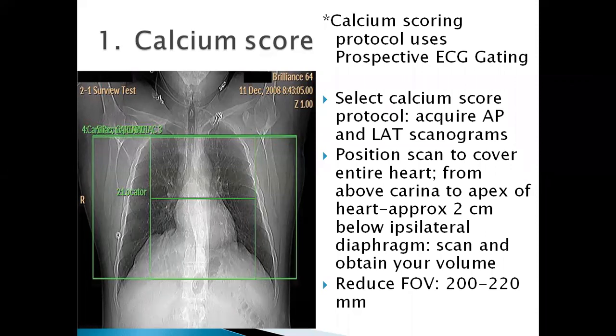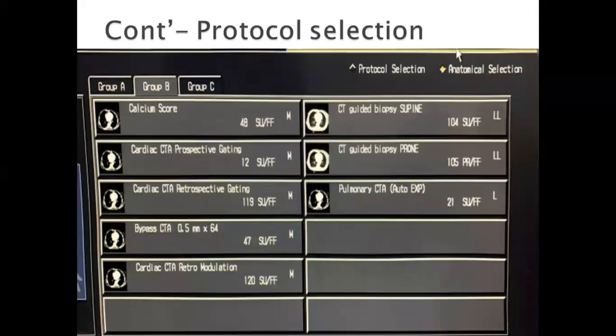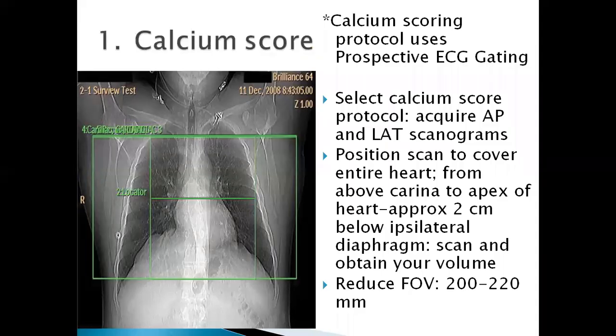So when you go on your screen, you have your calcium score there. You select it, and just like any other CT examination, it will request you to do a topogram. So you get a topogram of the whole chest, AP and lateral scanograms, and then once you get your topogram, you can now plan for your calcium score.